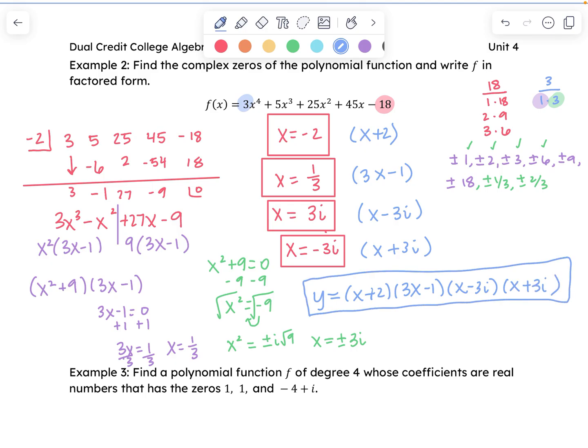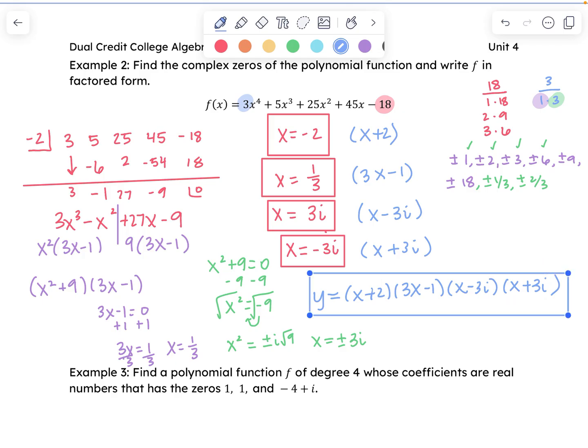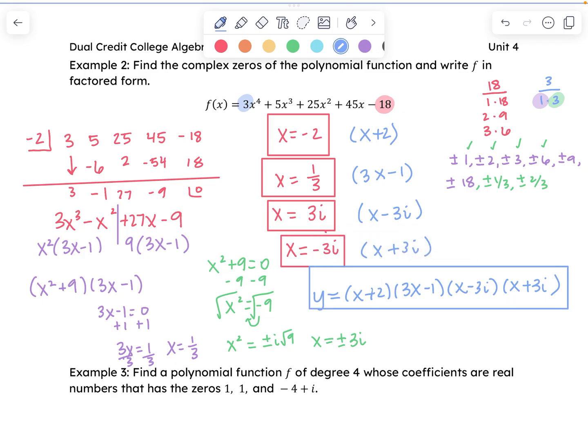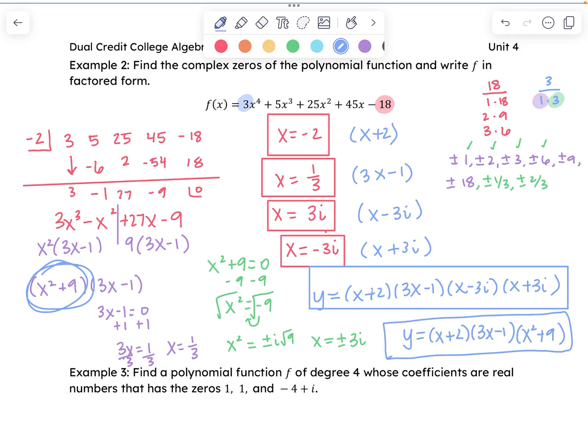Now, it's not very often that you actually have to factor with your i's. So if you're talking about when it's time to take a test, I would take it as x plus 2, 3x minus 1, and you could use the x squared plus 9 and leave it like that. But when you're talking about MyMathLab, you do need to make sure that you have it factored with the i's there. And so those are your answers in your factored form.